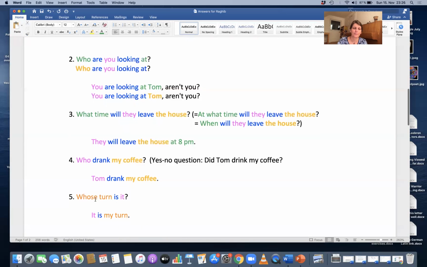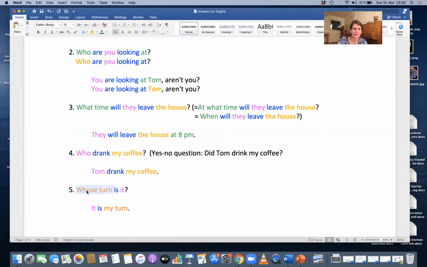It is my turn. So the whole thing, the adjective whose, which is a question word, plus the noun turn, this noun phrase is the complement to the subject, or the predicate complement.